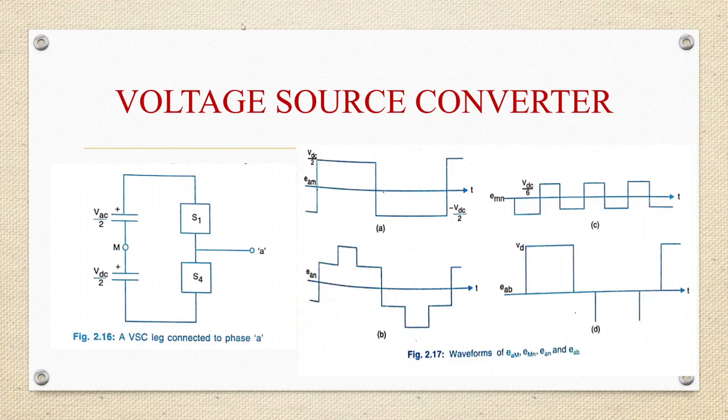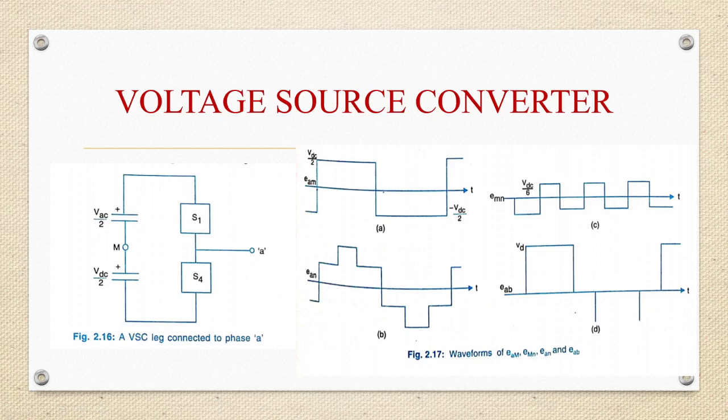Here in this left side diagram, we can see a VSC leg connected to phase A. With respect to the midpoint M of the capacitor, the waveform of the voltage EAM will be as shown in this figure. EAM, EMN, EAN and EAB, four waveforms we can see here. This voltage will have only two levels, that is plus VDC by 2 and minus VDC by 2.